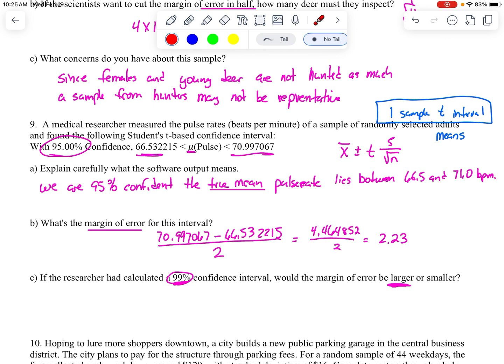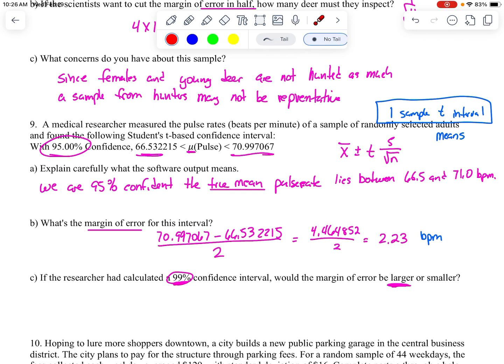The margin of error, again, calculating the margin of error works the same way it did with a proportion as it does with a mean. So we find the distance across the interval, take that distance and divide it in half, and that's going to give me my margin of error. It's 2.23. It's actually beats per minute, but I don't think the beats per minute is part of that answer or necessary. So there we go.